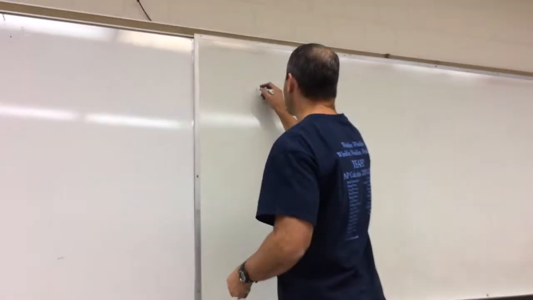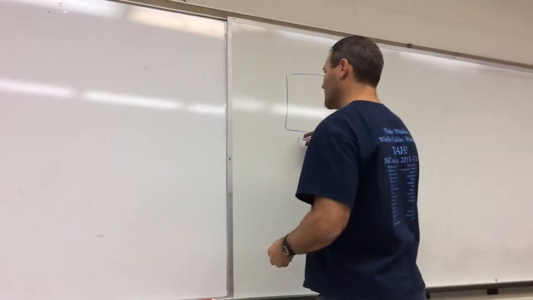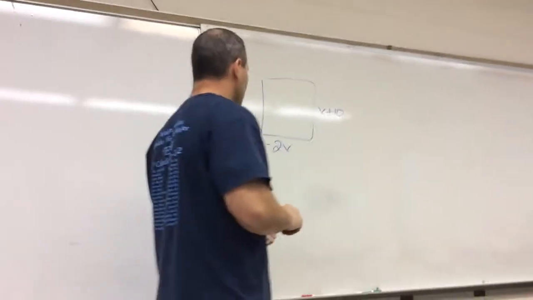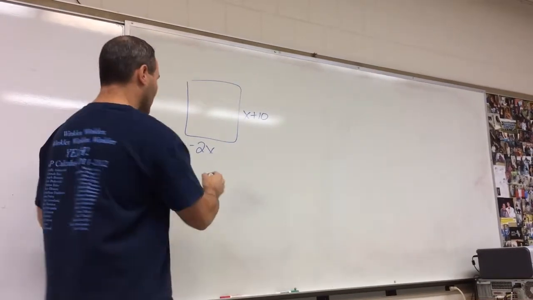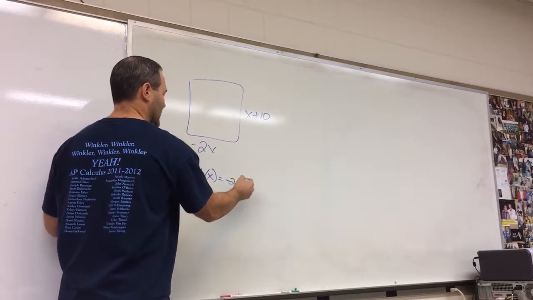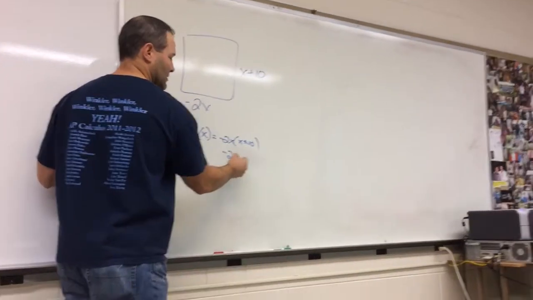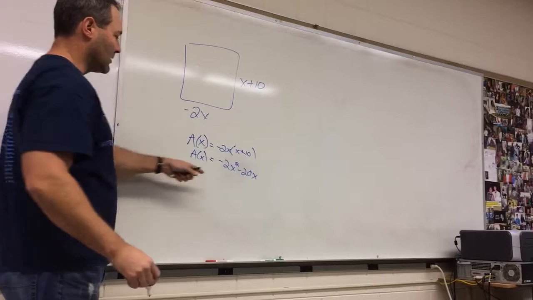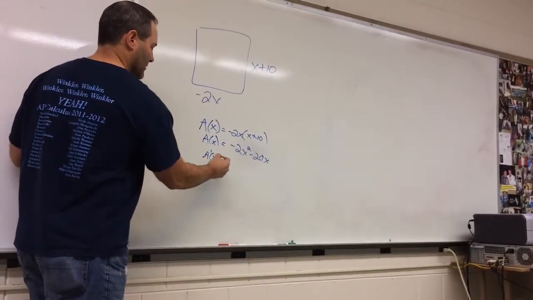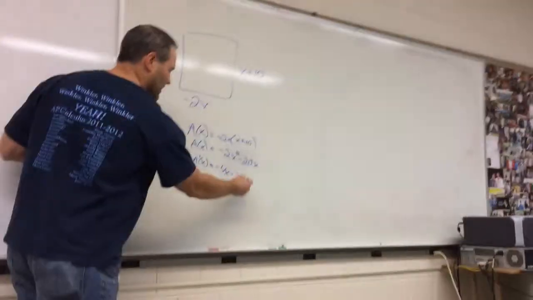Okay, so 4.1 is extreme values of functions. We've talked about this a little bit. I'll just do, let's say this side is negative 2x and this side is x plus 10 or something. And I want to find the maximum area of that rectangle. So my area equation is negative 2x times x plus 10. So negative 2x squared minus 20x. We could use calculus to find out, do a derivative. We get negative 4x minus 20.